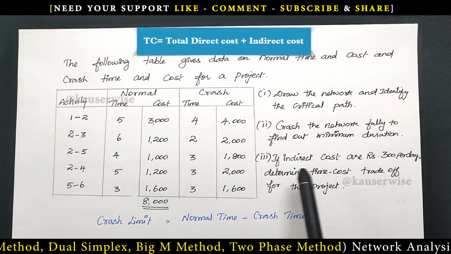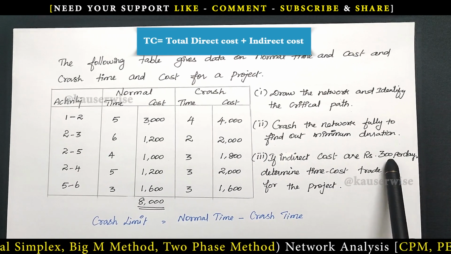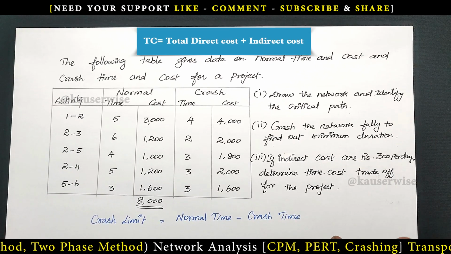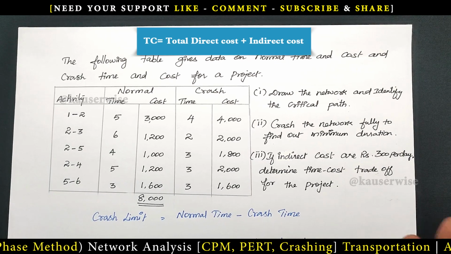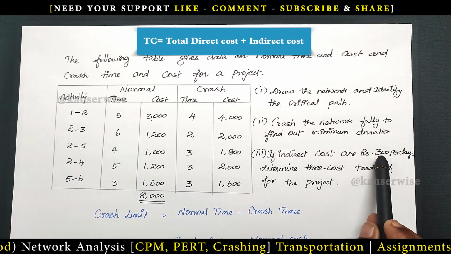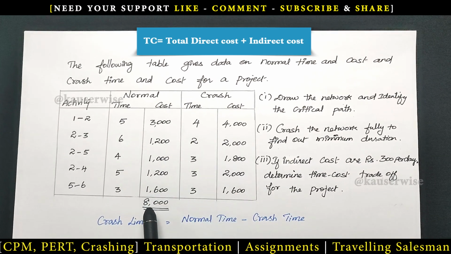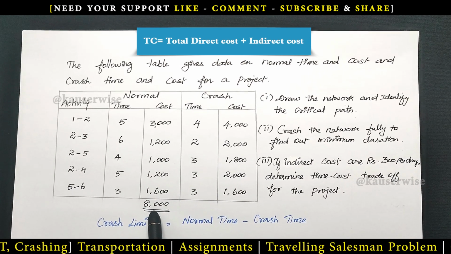8,000 plus indirect cost 300 per day. So how many days will it take to complete the project? 14 days. That is the critical path, the maximum period, 14 days. So 14 into 300 is equal to indirect cost. Direct cost 8,000 plus that is equal to total cost.